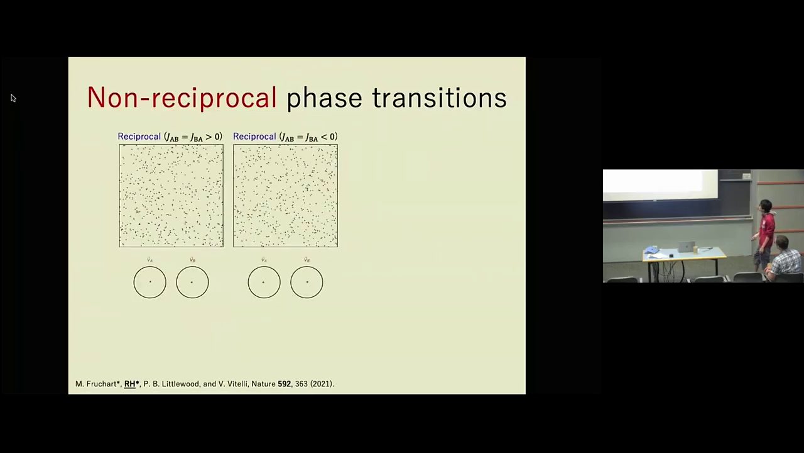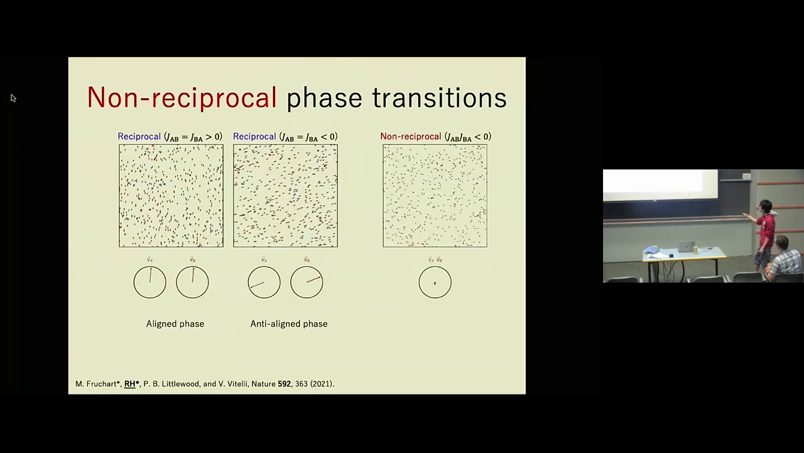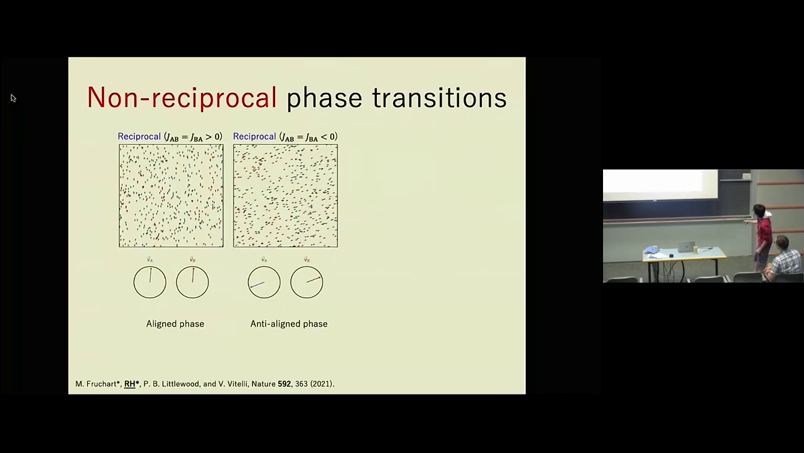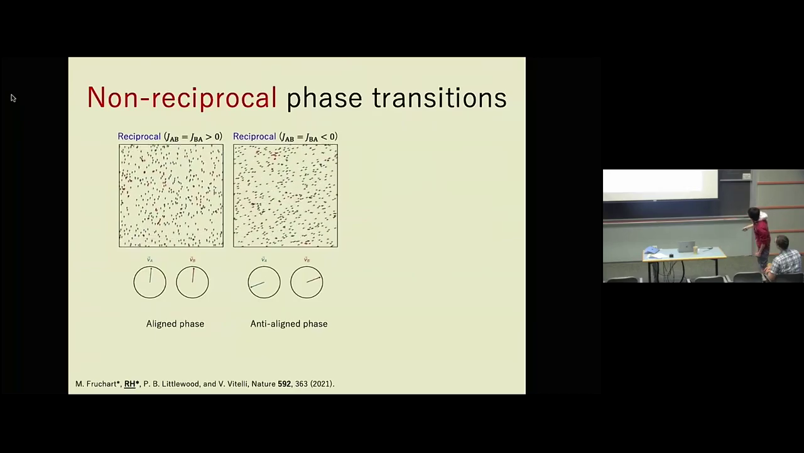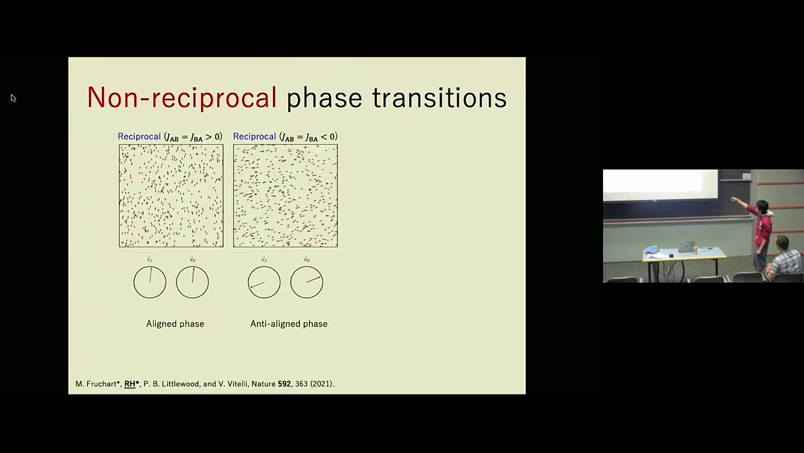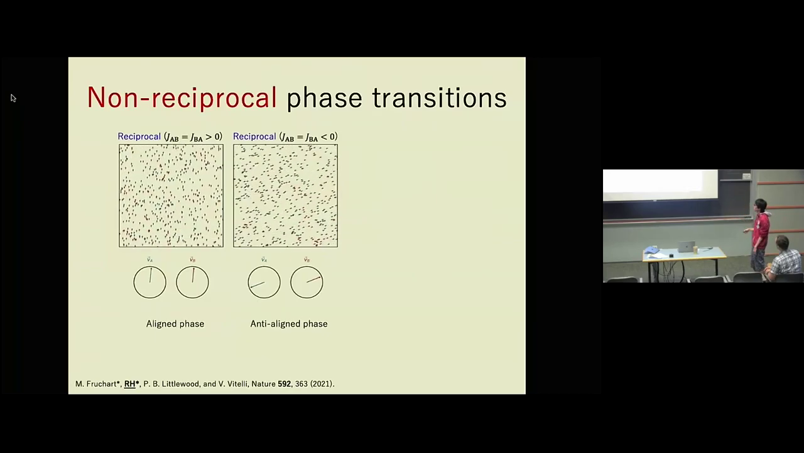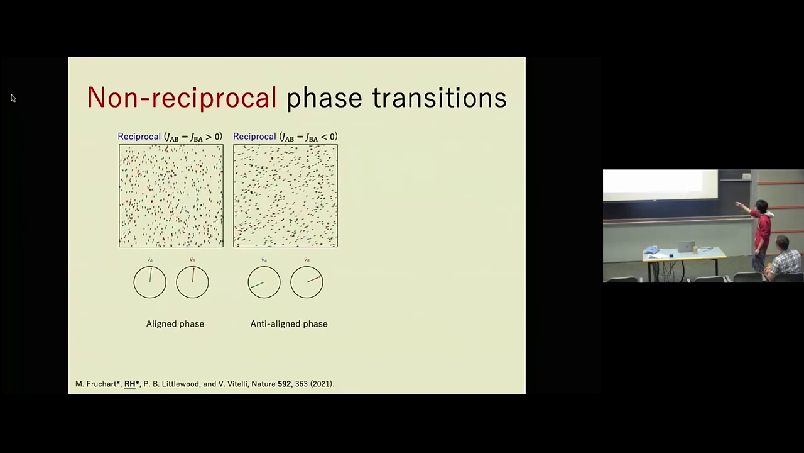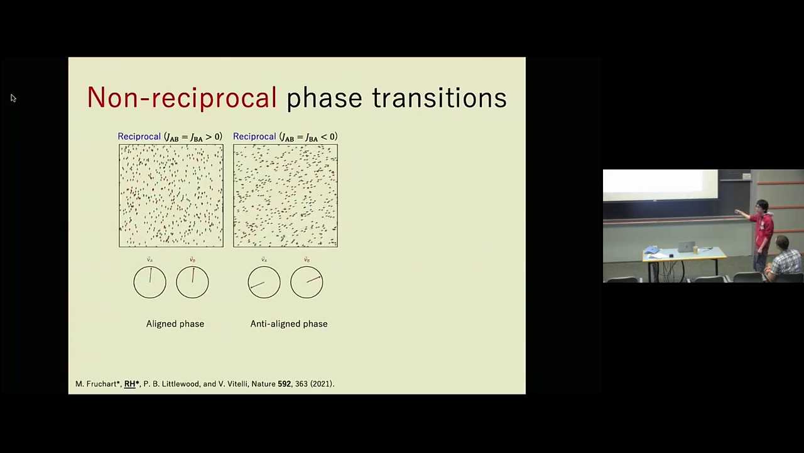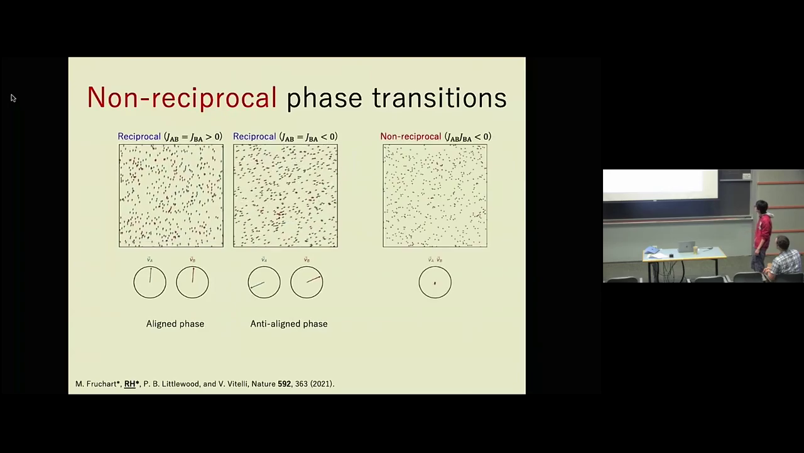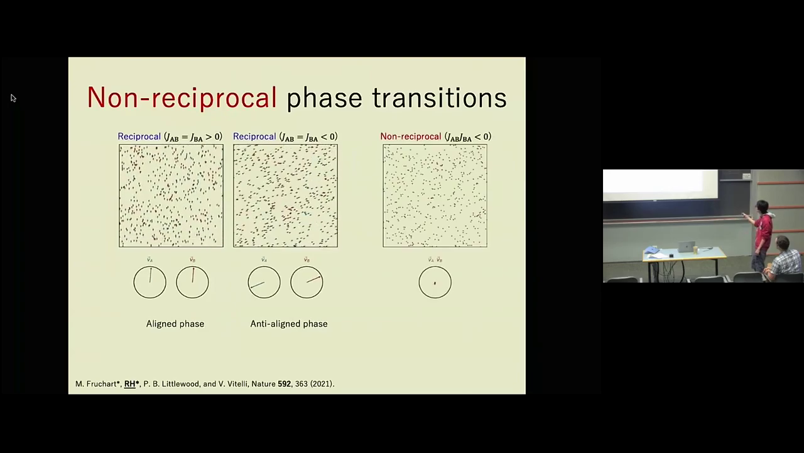In the reciprocal case, there's nothing that special. Sorry, it's not very clear, but if it's reciprocal, with J_AB and J_BA both ferromagnetic, A and B will align, while if it's anti-ferromagnetic, they will anti-align. However, something very interesting happens in a non-reciprocal case, which I hope is going to work.